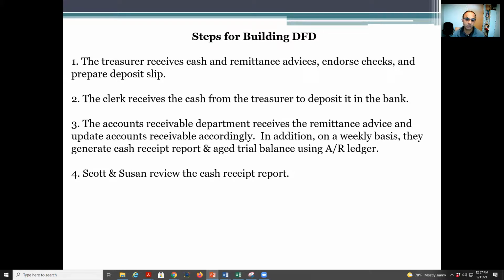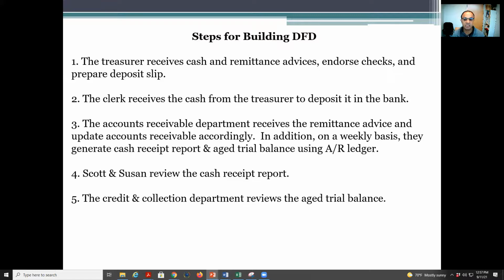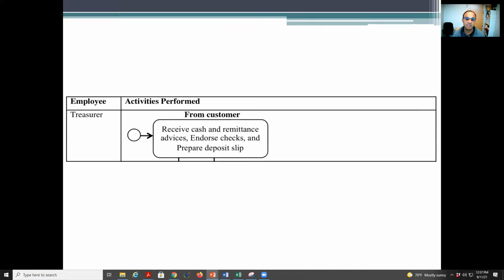And then Scott and Susan, they review the cash receipt. The credit and collection department reviews the trial balance of the accounts receivable. And here you can see the steps. So we start with the treasurer, who receives the cash from the customer, along with the remittance advice and the check, and starts preparing the deposit slip.